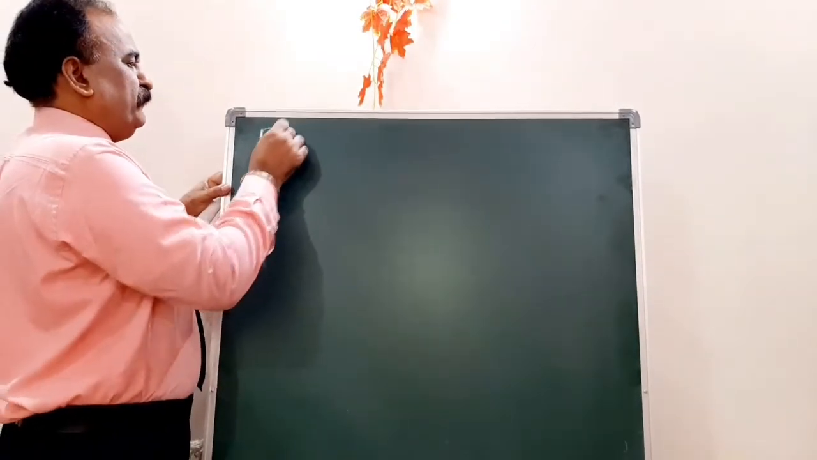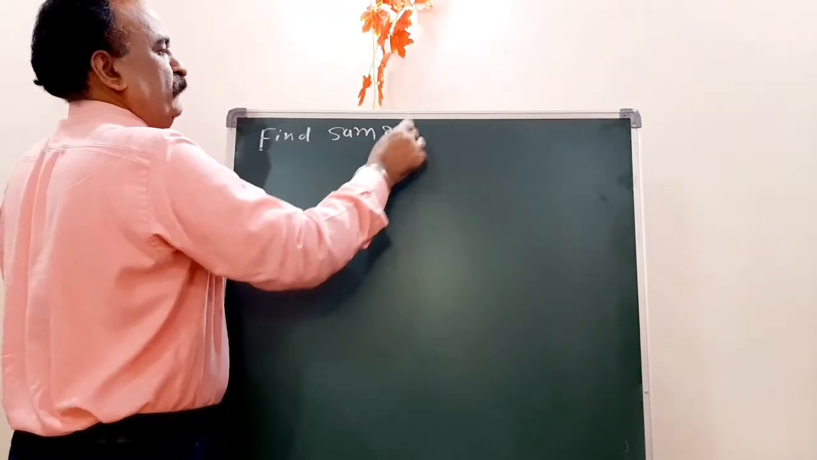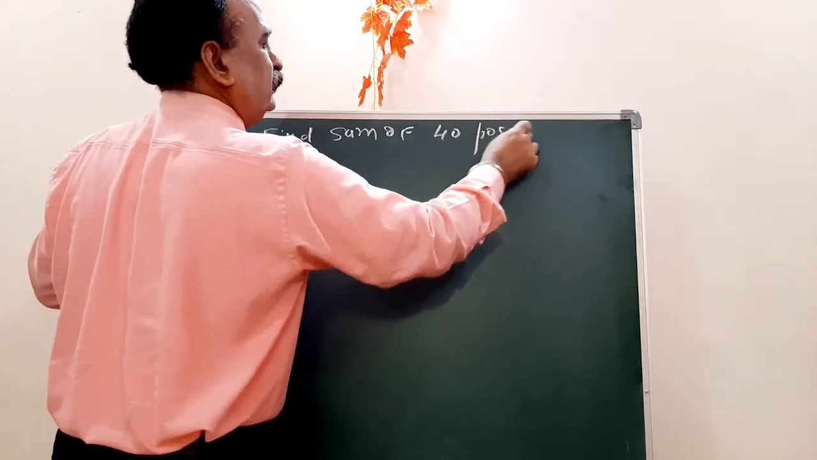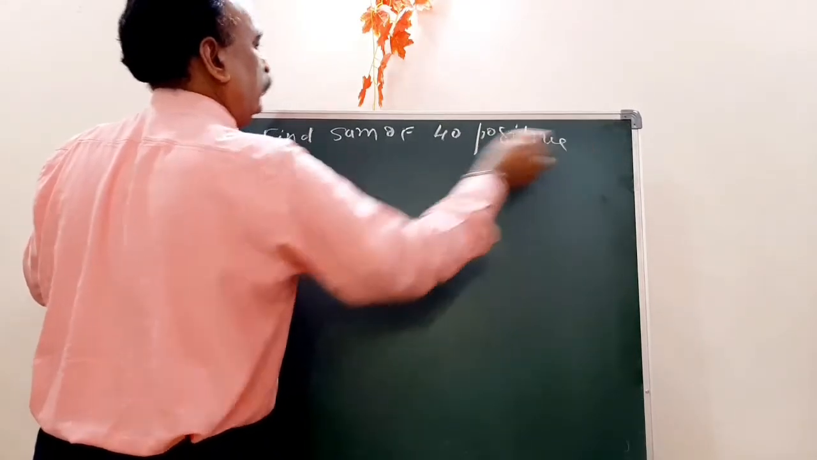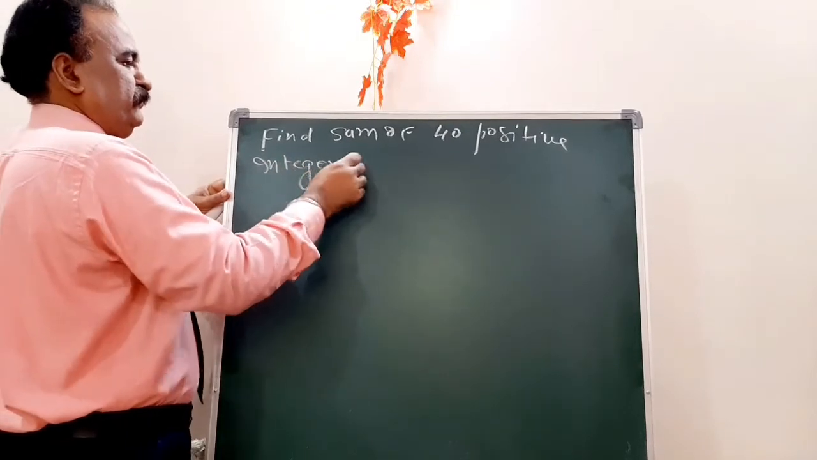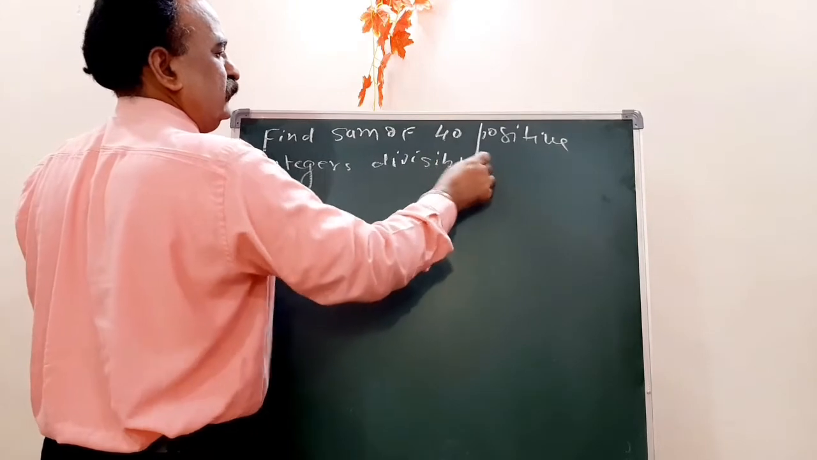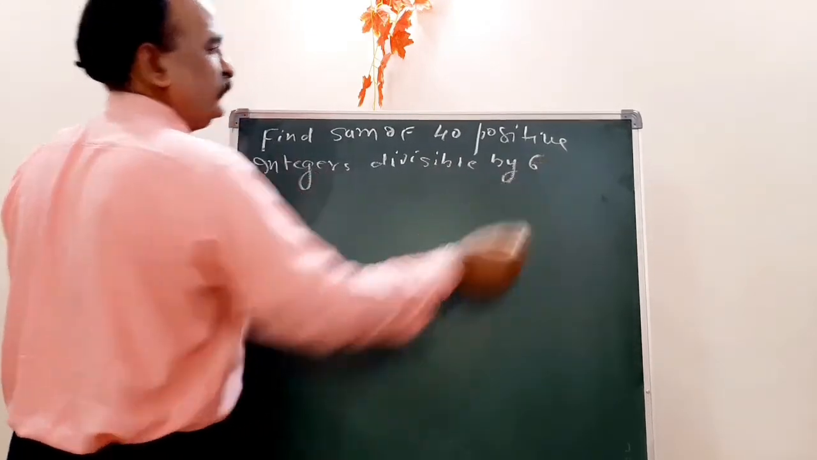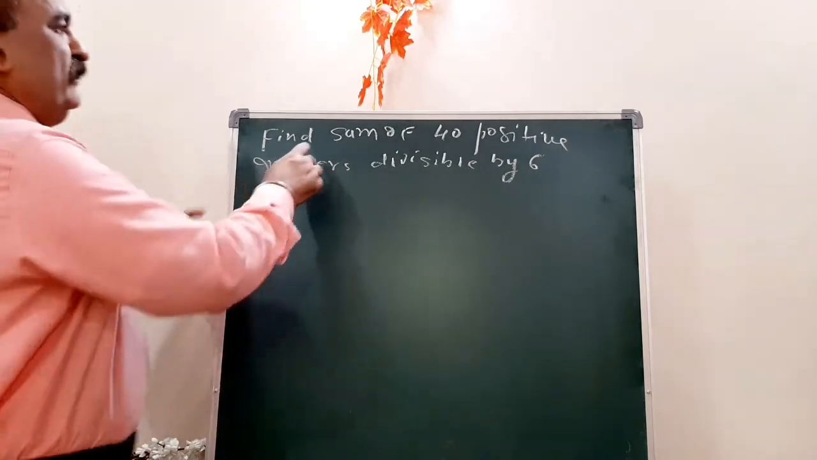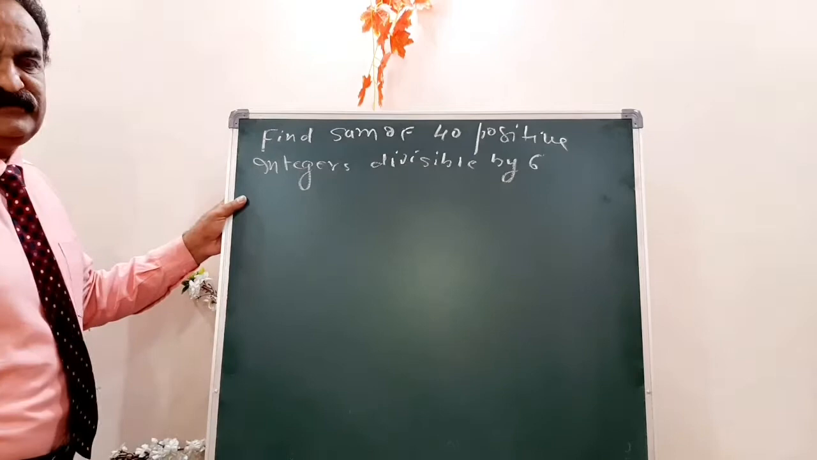Find the sum of 40 positive integers divisible by 6. What you have to do, find the sum of 40 positive integers divisible by 6. This is the question.